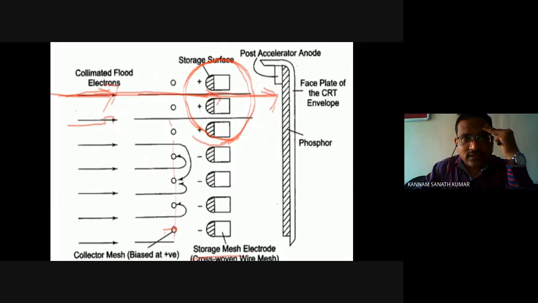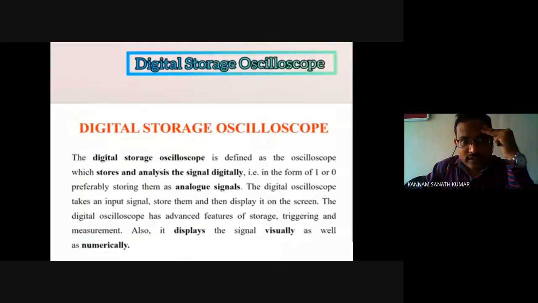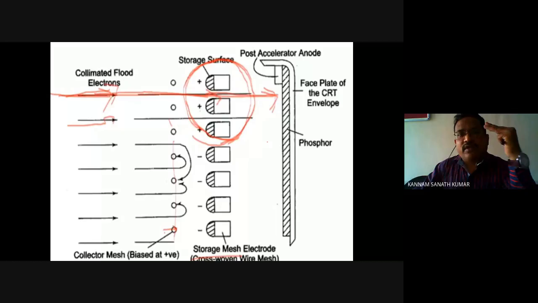So see here, the electrons will be here. There is no accumulation. Due to the secondary electrons, due to positive charge, electrons will be attracted, and this will be passed through the phosphor screen. So this is about the storage oscilloscope.